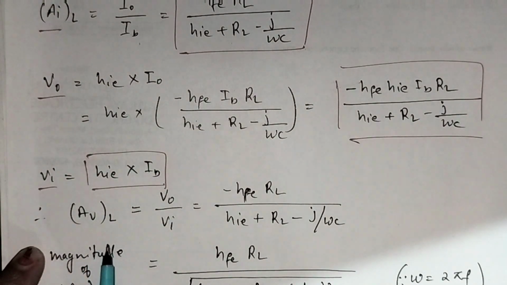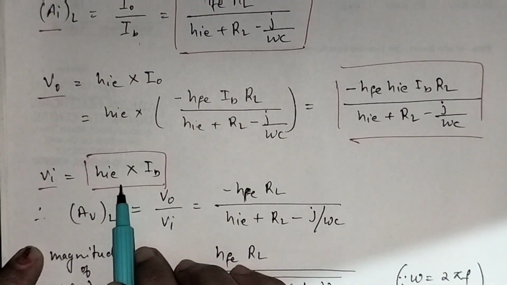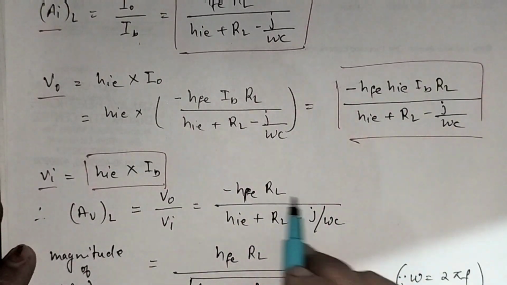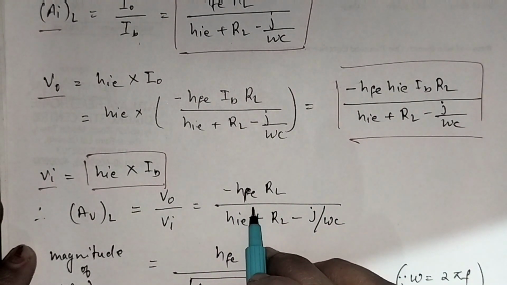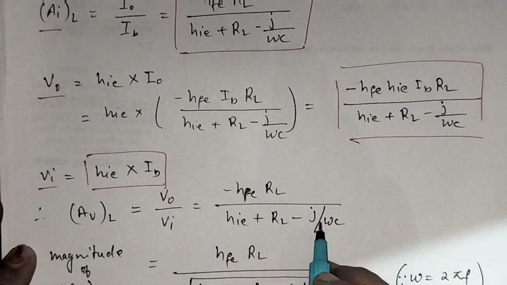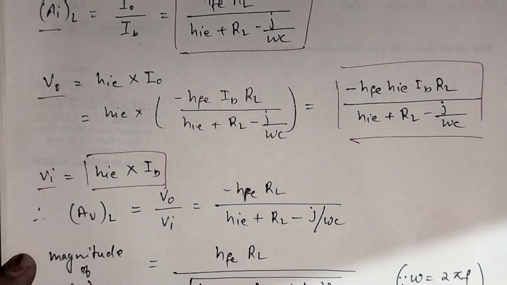So the voltage gain of the circuit will be output voltage upon input voltage. So the output voltage is this value, we will put it here, and the input voltage is this value, we will put it here. So the final expression that we have is minus HFE RL upon HIE plus RL minus j upon omega c. This is the final expression for the voltage gain.